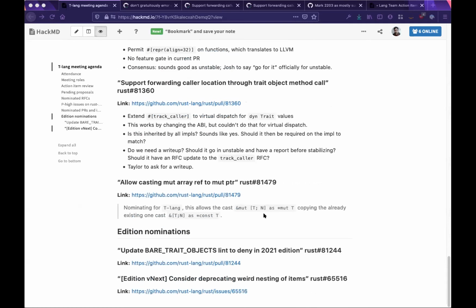Oh, we're going a little slower than I wanted. Let's do this last thing: allow casting mute array ref to mute pointer. So I guess we currently allow you to cast to a const, but not a mute for some reason. And this changes that. That seems to make sense to me, but does this trigger any alarm bells for anybody?